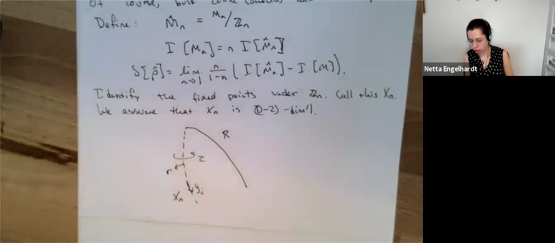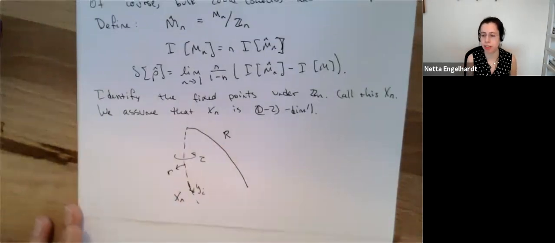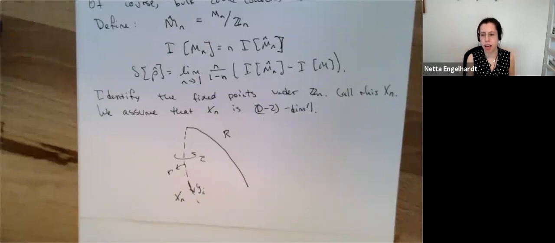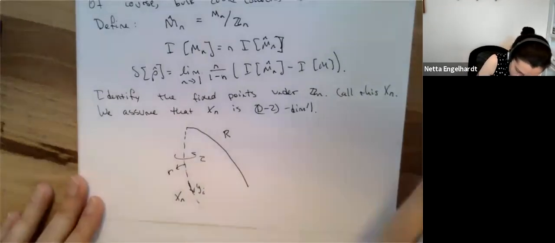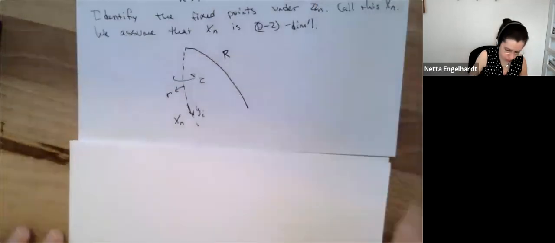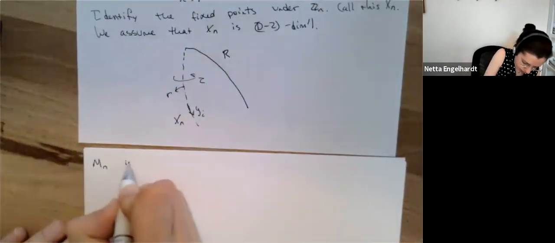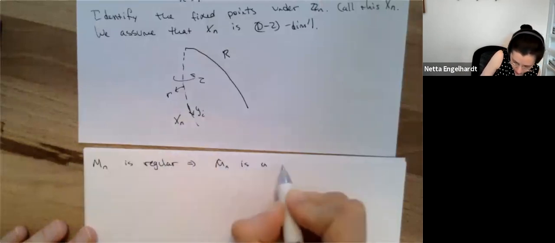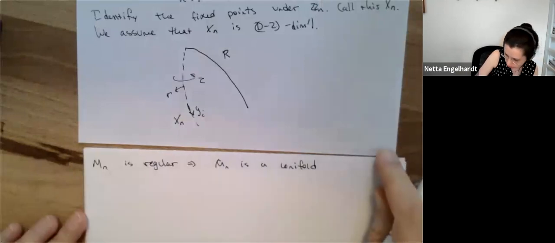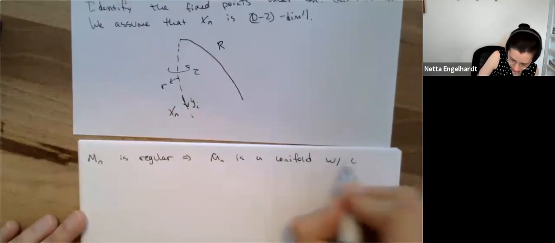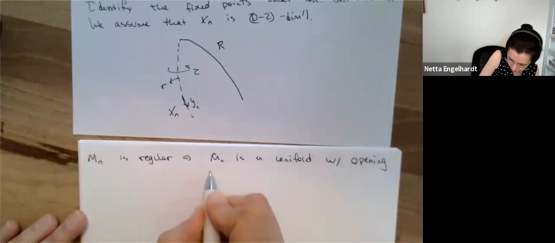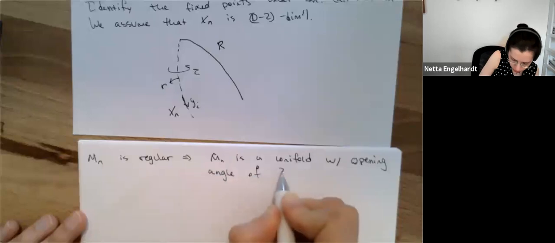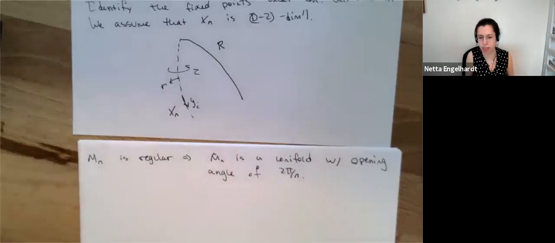So in order to have the original manifold Mn be regular, we have to have M hat n be a conifold. So Mn is regular implies that M hat n is a conifold with an opening angle of 2 pi over n. So we have a conical defect in this M hat n geometry.